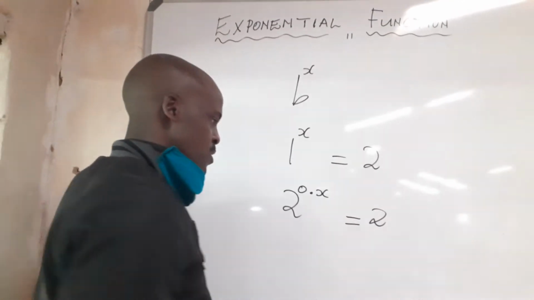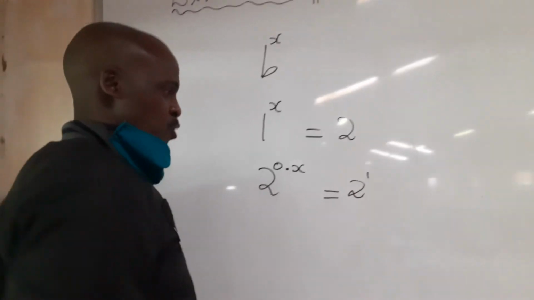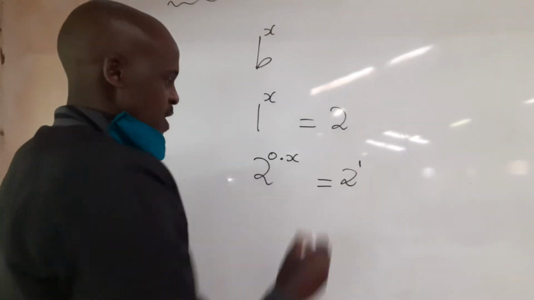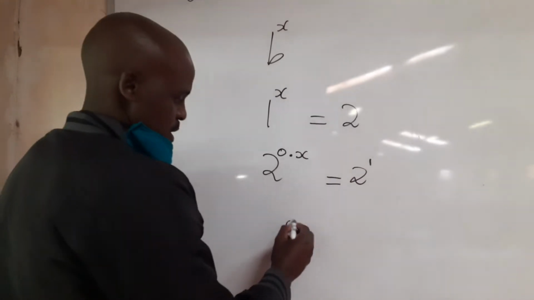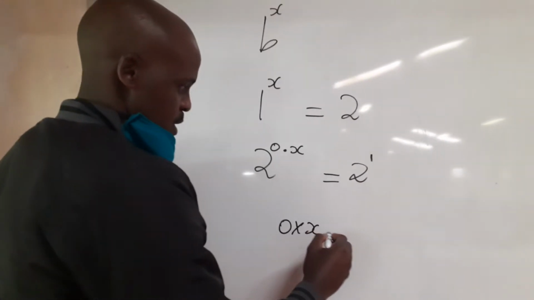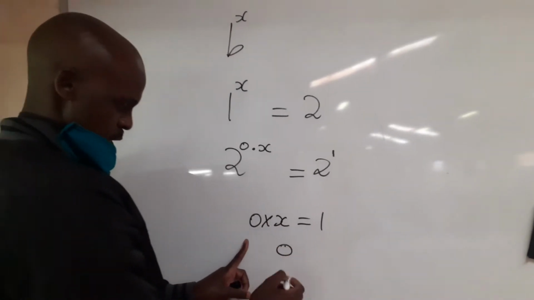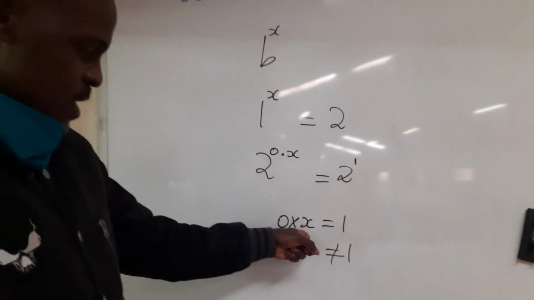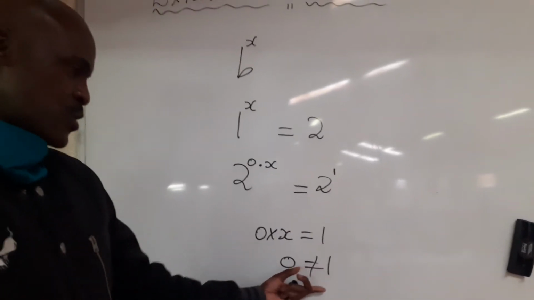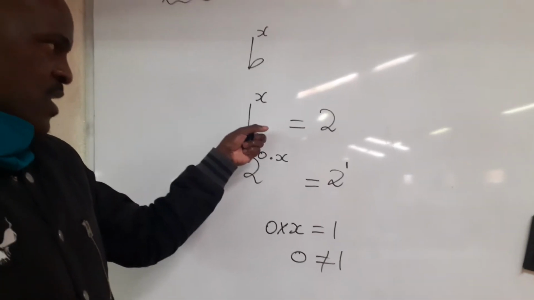This is equal to 2. The bases are the same. Remember that 2 is exponent 1 there. The bases are the same, so we equate exponents. It's 0 times x is equal to 1. 0 times x is 0. 0 is not equal to 1. We were to solve for x, but now x is no longer existing because our base there is 1.